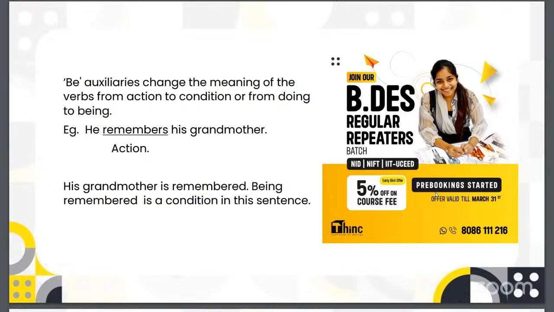I remember my grandmother, or he remembers his grandmother. Now, he remembers is an action. But when you change it into passive voice, it changes into a condition. His grandmother is remembered by him. His grandmother is remembered. So that action becomes a condition in all tenses. Being remembered is a condition in the sentence.